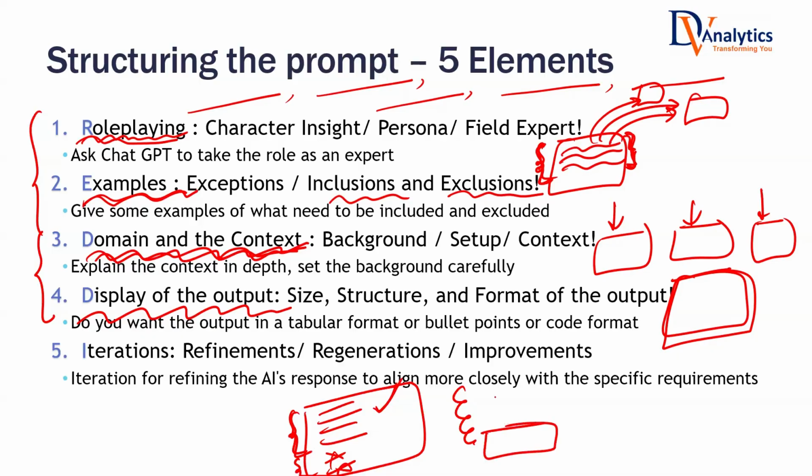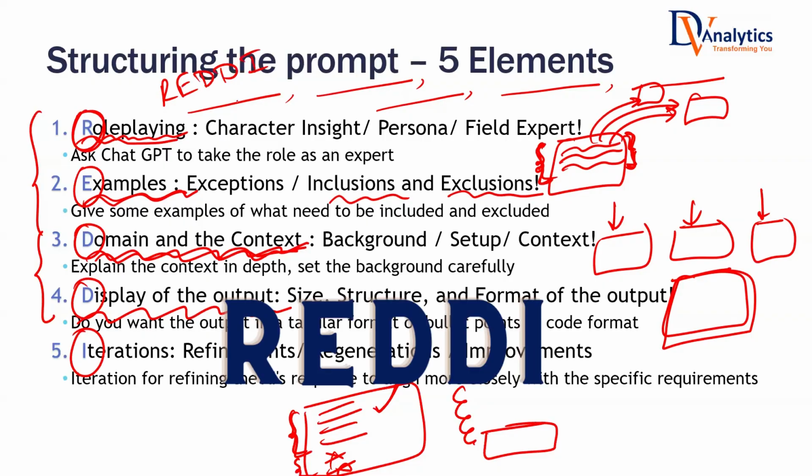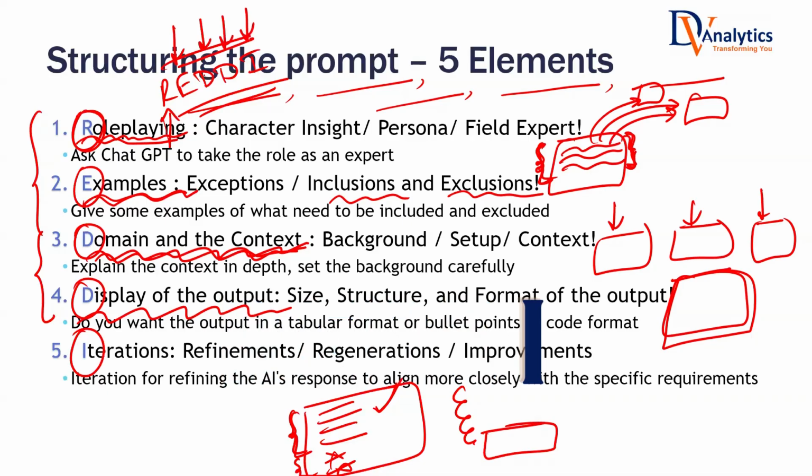a better output. So when you are interacting with large language models, try to do prompt engineering, which means you're trying to include a particular role, some examples, some domain, display, iterations. My name is Venkat Reddy. An easy way to remember this is REDDI, which is a way that I generally suggest people to remember. R stands for role, E stands for examples, D stands for domain, D stands for display, I stands for iterations.